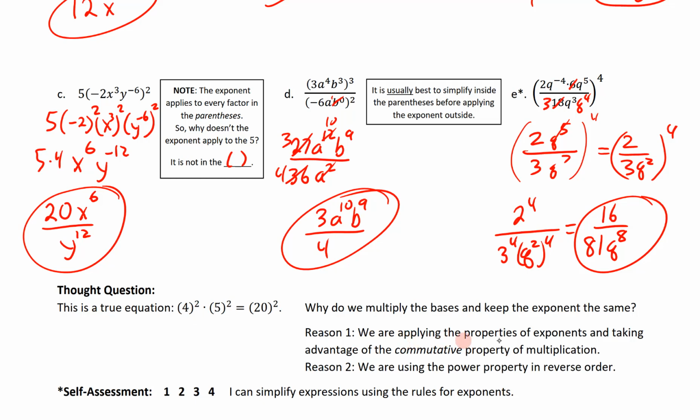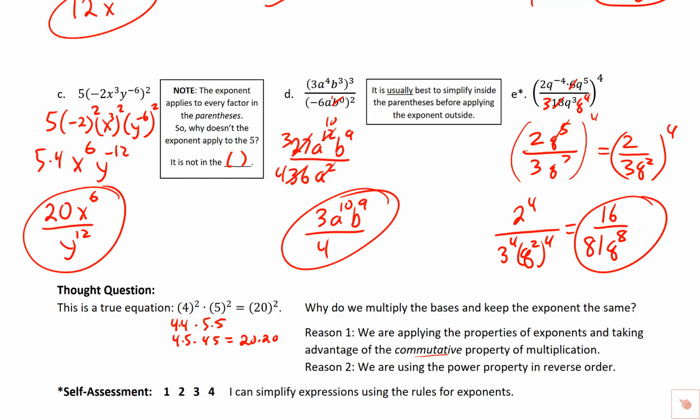Well, one reason would be we're applying the properties of exponents and then taking advantage of the commutative property of multiplication. So remember, the commutative property allows us to move stuff around. So here's what I've got. I've got 4 times 4 on this one, 5 times 5 on this one, and we're going to rearrange that. So I'm going to do 4 times 5 times 4 times 5. So this is going to be 20 times 20. And that's what 20 squared means. Remember, an exponent is a short way to write a long repeated multiplication problem with the same base or same factor. So that's one reason.